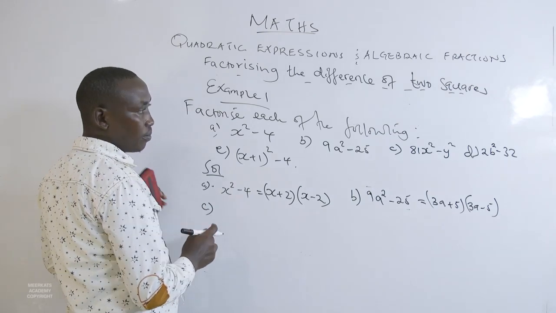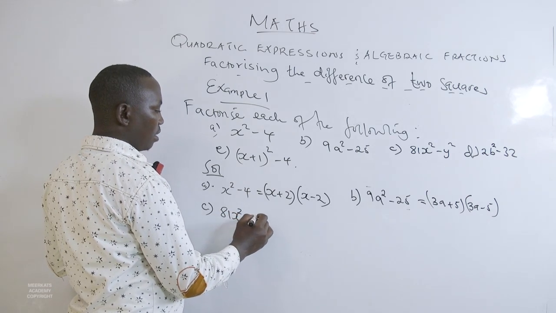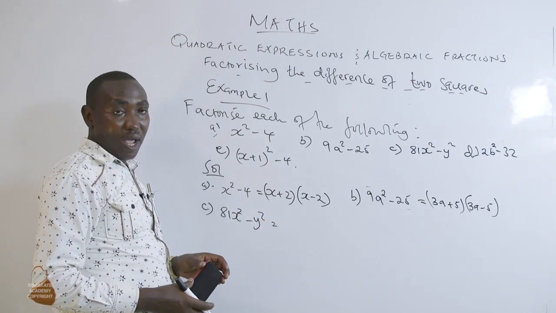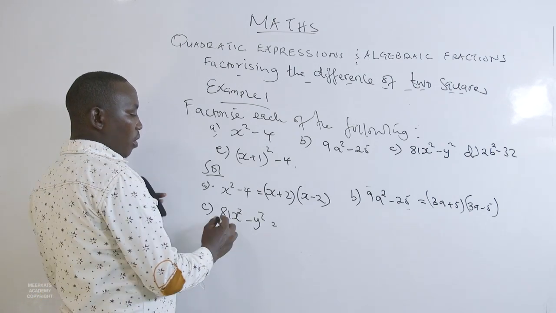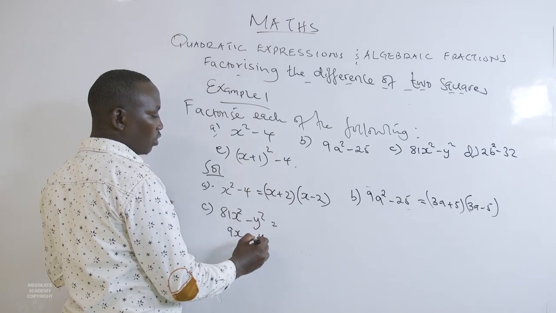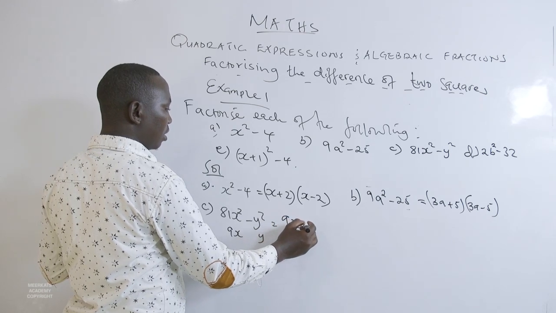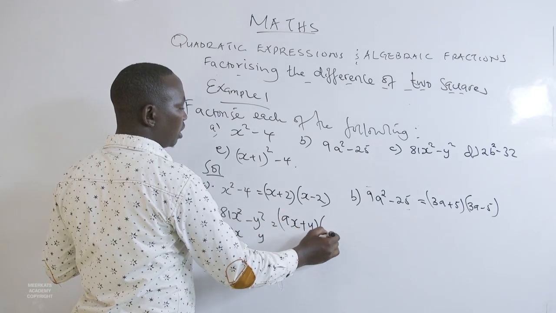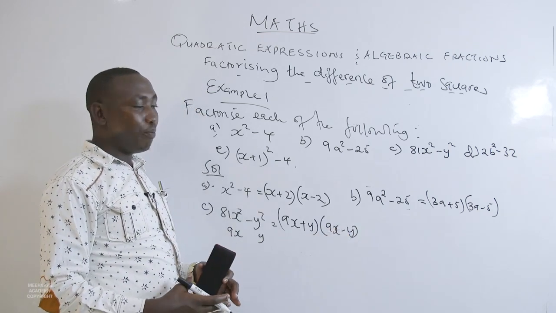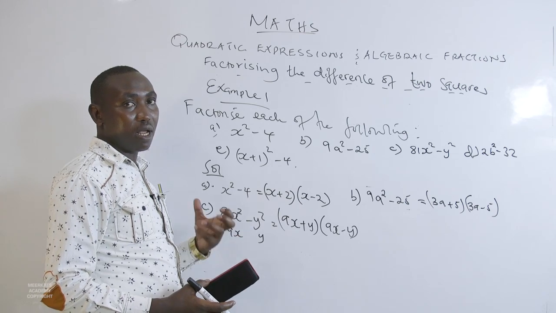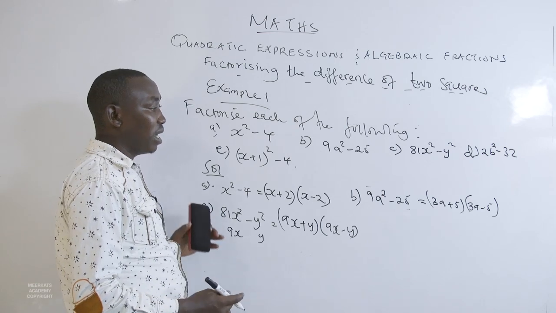Number C, we have 81x squared minus y squared. Now, the square root of 81x squared is 9x, the square root of y squared is y. So we put them in brackets. This will be 9x plus y multiplied by 9x subtract y. So you find it's much easier, especially when you can detect and give out the square roots of those given numbers.